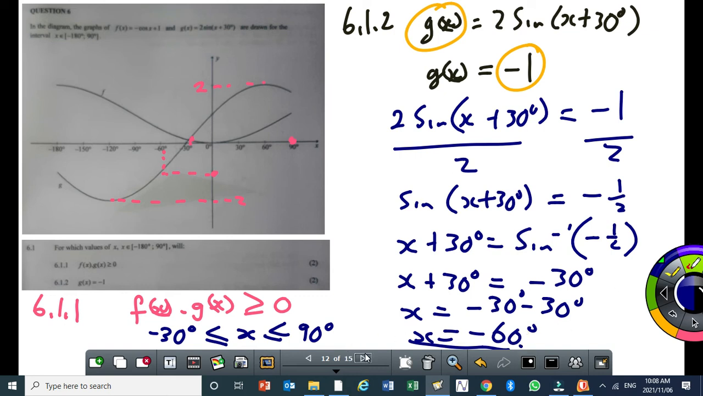Are you following? Let me warn you. When you're answering questions on trig graphs, you have to know trig equations. You can't be in the dark about solving trigonometric equations.